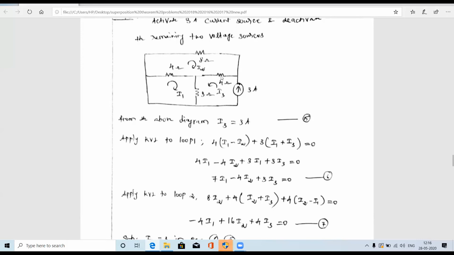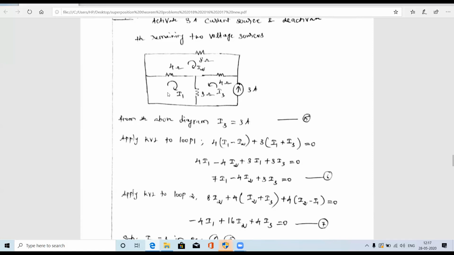In the diagram, in the third loop, there is a current source. But what is the current flowing through this third loop? This I3. This I3 is actually the value of this current source. From the diagram, we can directly write the current I3 is equal to 3 amps. Okay, so we will get one equation.